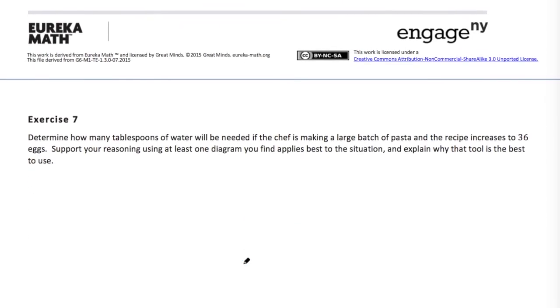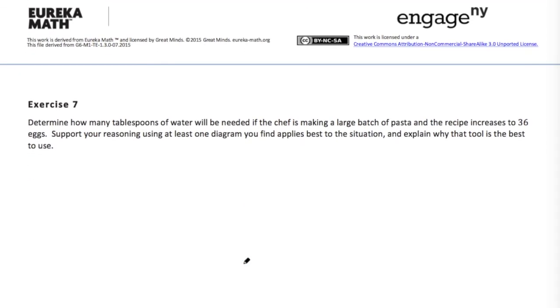All right, so exercise 7 is just saying determine how many tablespoons of water will be needed if the chef is making a large batch of pasta and the recipe increases to 36 eggs. Support your reasoning with at least 1 diagram. So we're going to show a couple different diagrams here again. So let's do a tape diagram.